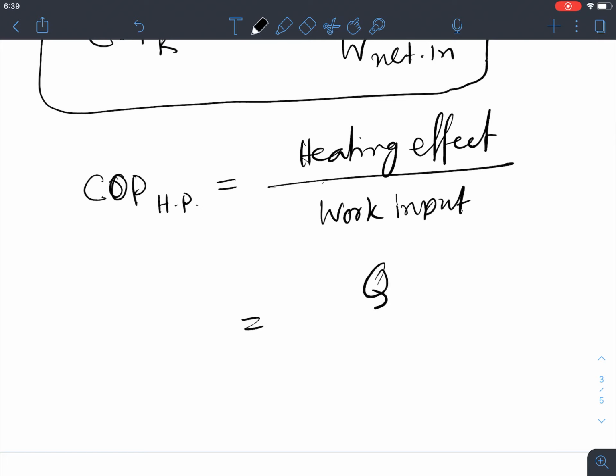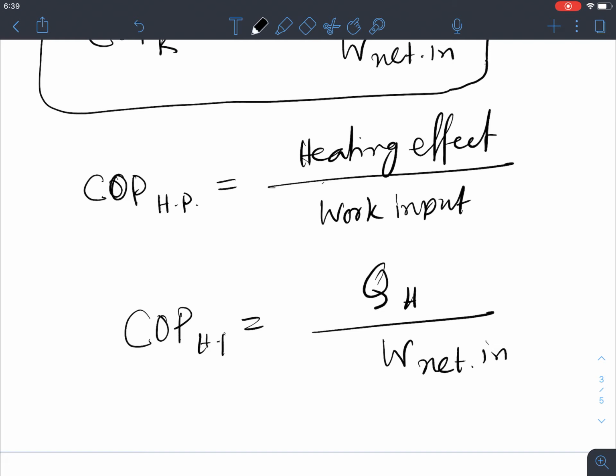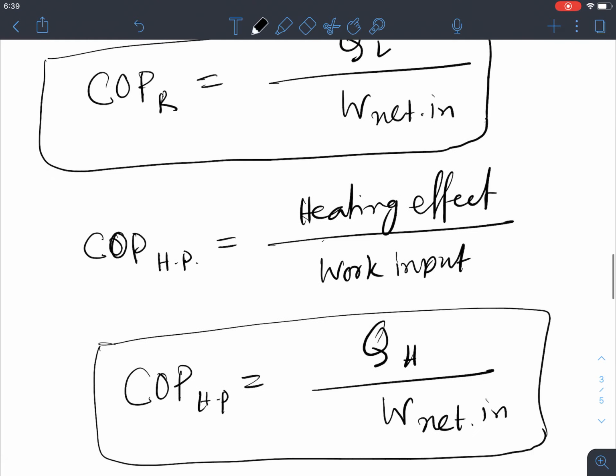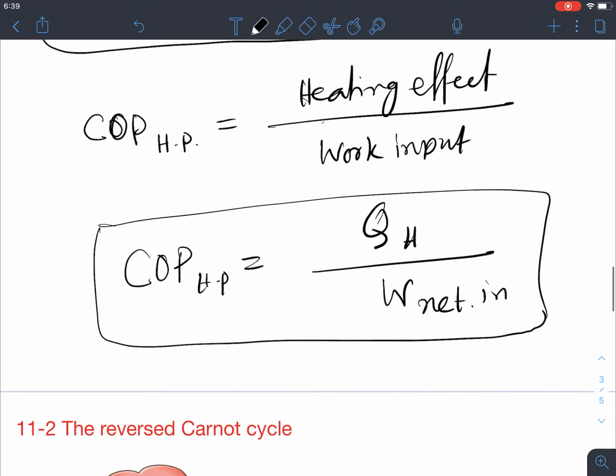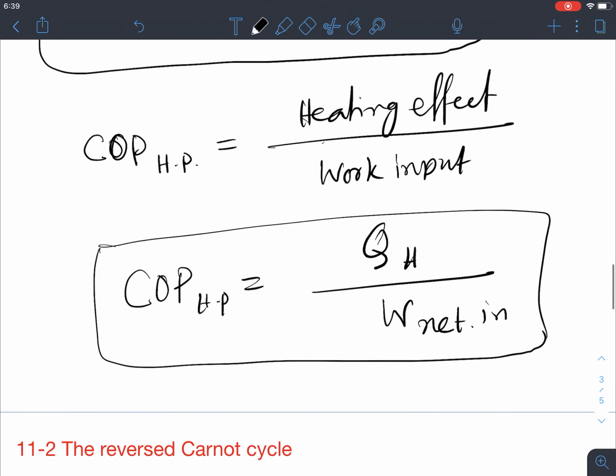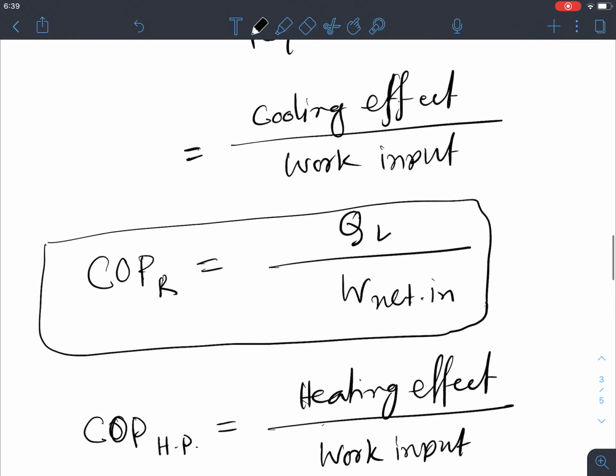So the heating effect, if we express that by QH divided by the work input W net,in, right? So that's the definition of COP of a heat pump. So now we know the definition of the COP of the heat pump and refrigerator. We'll use them oftentimes to analyze the cycle. Okay, so now let's take a look at the definition.